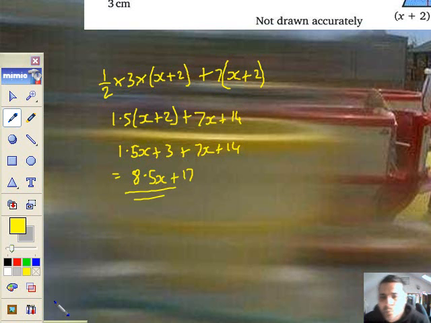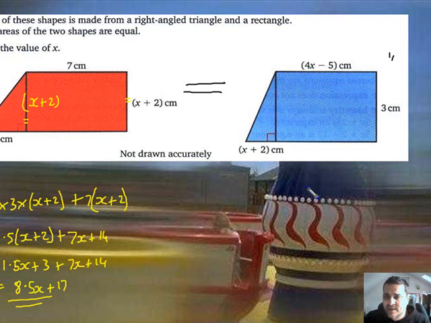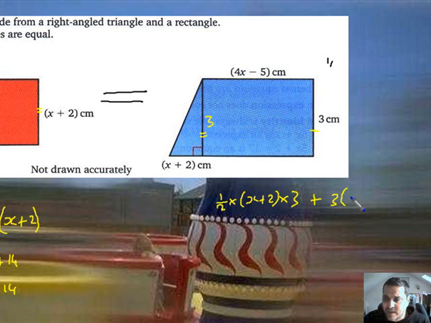Now that's that part. What I'm doing at the moment is just working out the areas of the individual parts, and then I'm going to set up an equation. Let's do this side exactly the same way. Of course, if it's 3 there, it's 3 there as well, because these are equal. So half base times height, here I go. Half times base times height. Add on the area of the rectangle, which is 3 times 4x minus 5. Just tidy it up a little bit.